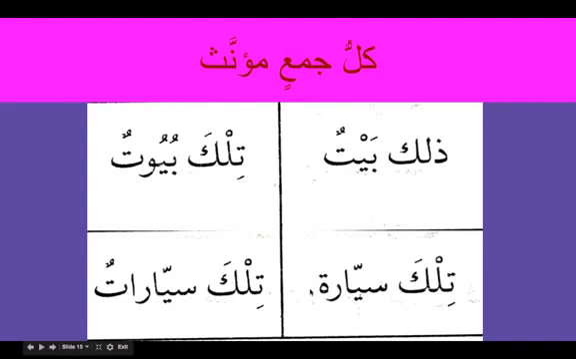Tilka sayyaratun, that is a car. We use tilka because it is a feminine noun, but we use tilka again if it is a plural form. Whether it is mudakkar or muannas, we use ismul ishara lil muannas, lil qarib and lil ba'id. So why is it so? Why do you use these forms?